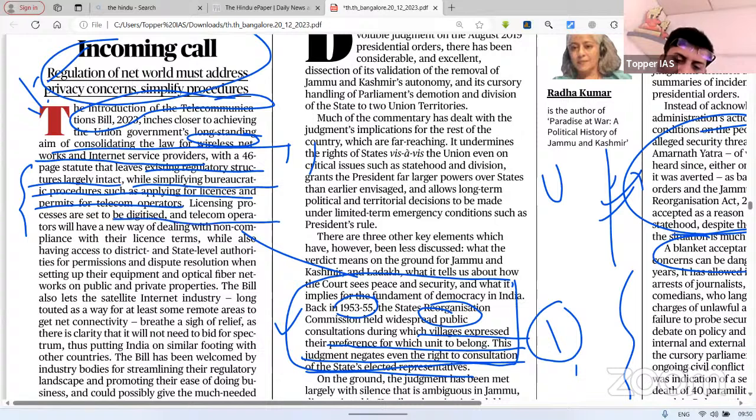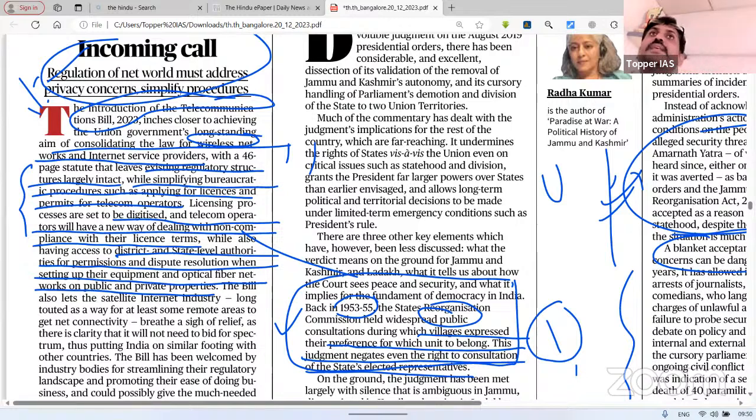Licensing processes are yet to be digitized, and telecom operators will have a new way of dealing with non-compliance with their license terms. They are again making it simplified in digitized mode, while also having access to district and state level authorities for permission and dispute resolution when setting up their equipment and optical fiber networks. Okay. So earlier, everywhere, like in this district, they had to deal with the officers separately. So it was somewhat complex. Again, there is no clarity on what they are going to do, but they are trying dispute resolution and taking permission at the local level. So I think they are making it uniform, maybe. So getting the license, getting the permission easily, by applying from a centralized thing or something like that.